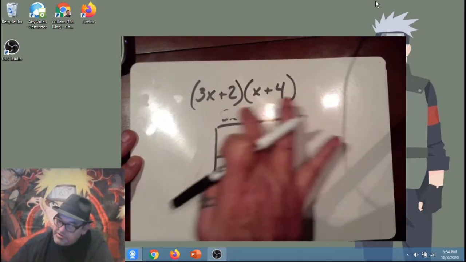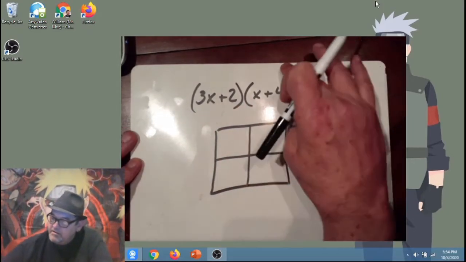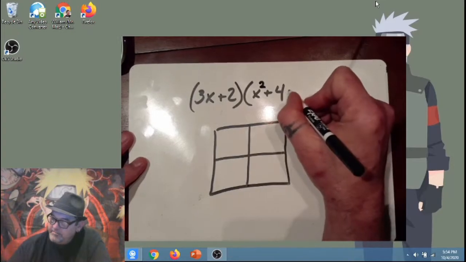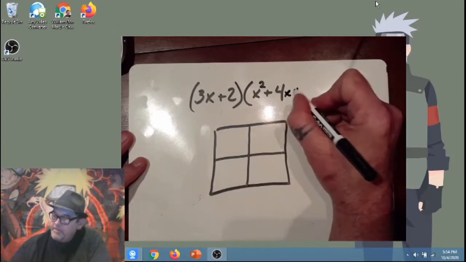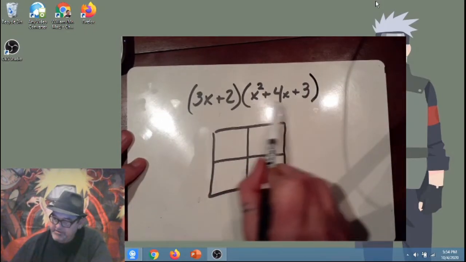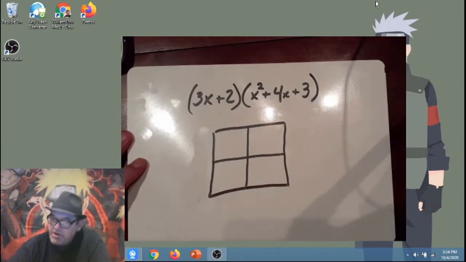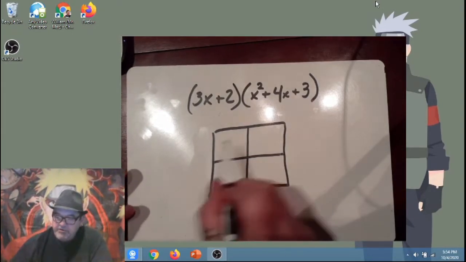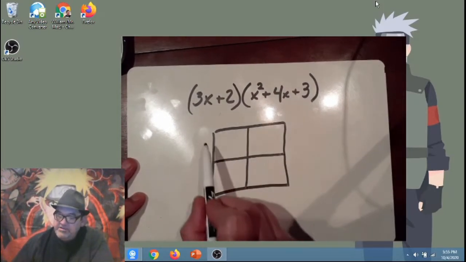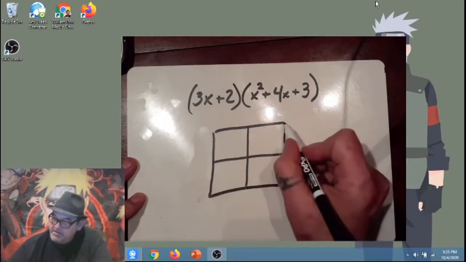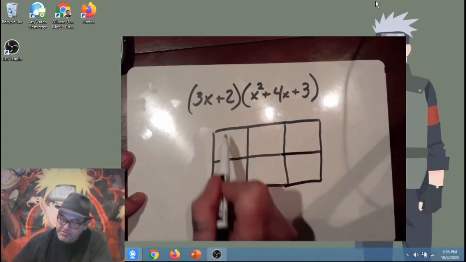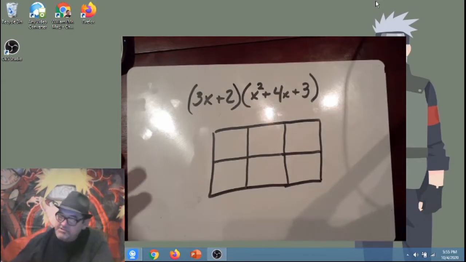So let's change this to a trinomial and see if there are some similarities that can help us, which there are. We're going to make this x squared, make this 4x, and then we're just going to say plus 3. So now I have a binomial still, but now this is a trinomial with 3 terms. We still solve this using the grid method, but since I have 2 and 3 terms, I need a 2 by 3 grid. So I basically just need to draw 2 extra boxes right there. So now I have a 2 by 3, but everything else is basically the same.